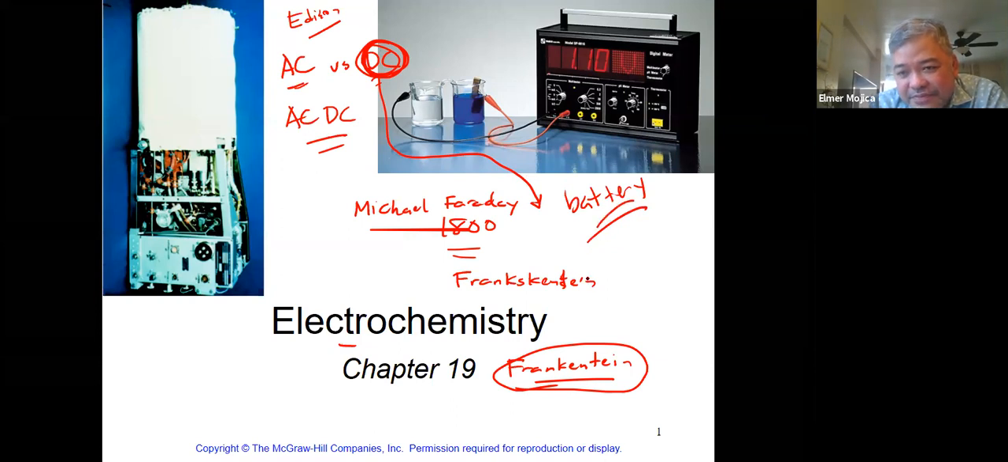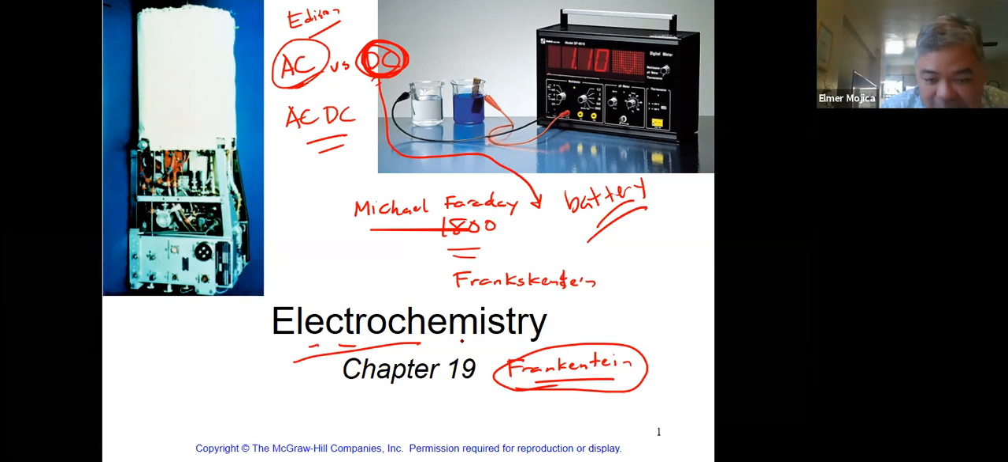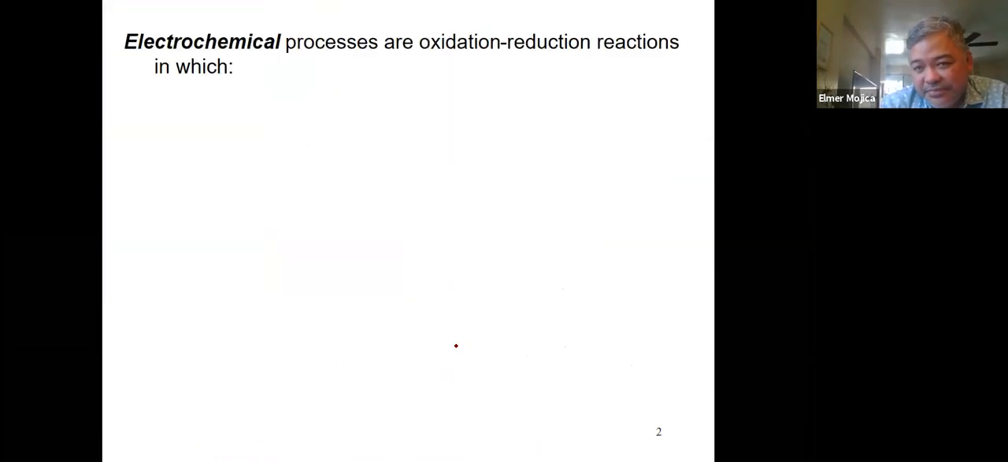Battery is a classic example of a direct current. But what we have in terms of electricity right now is the alternating current. Before, they had a direct current. Okay. So when we're talking about electrochemistry, it means two things. It can mean electricity from chemistry or electricity used to run chemistry. So it all involves this so-called redox reaction.